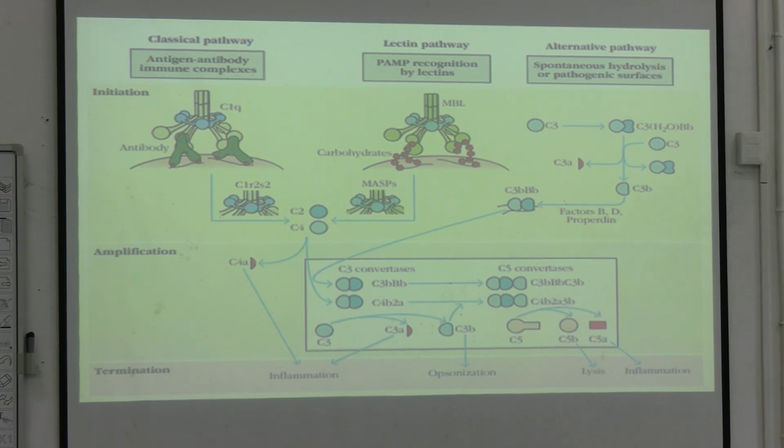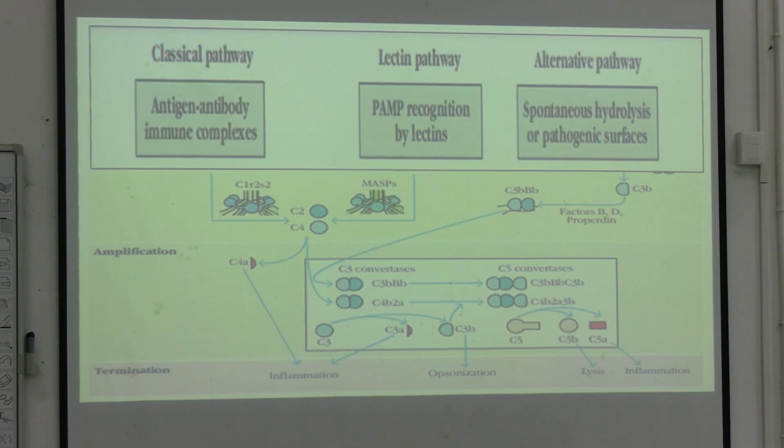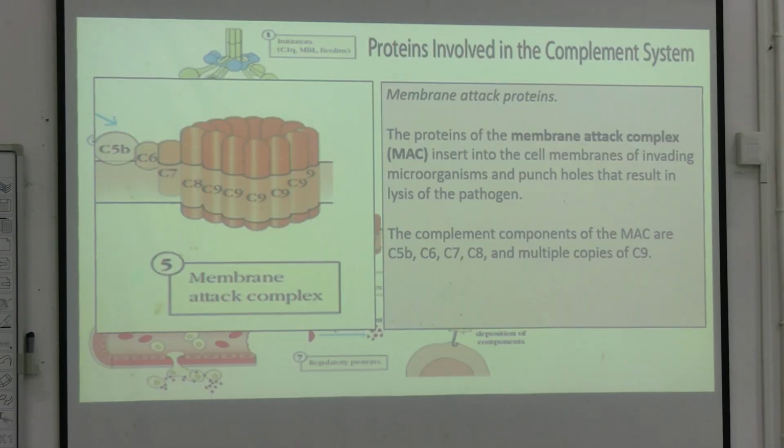When the C5 convertase gets activated, this will lead to a chain reaction in which, along with C5, C6, C7, C8 will get attached. When this is completed, multiple C9 proteins, say about 11 to 16, get arranged in a circular pattern, and this complex is called the membrane attack complex. Now have you understood? These are the two main ways, the classical pathway and the alternative pathway.